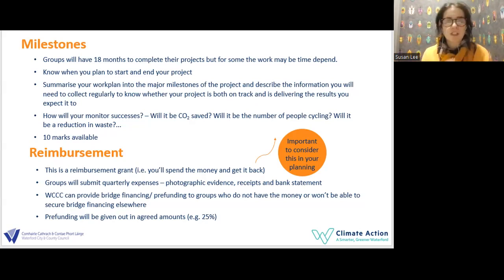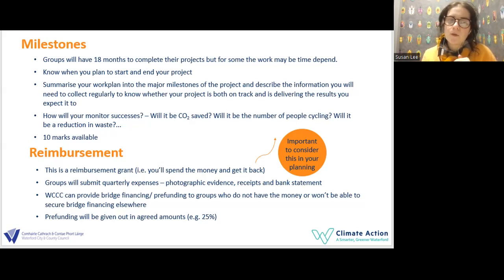Now, reimbursement. This is tied in with the bridge financing and the pre-funding. This is a reimbursement grant technically. That means you spend the money, and you will get it back once you put in your receipts and everything. And this will be on a quarterly basis. Now, some groups are not in the financial position that they have the money available to do that, or the ability to go and potentially get a loan to do that. Some do have that ability, and I would say that those who have should do it that way. But those who cannot, Waterford Council can provide the pre-funding.